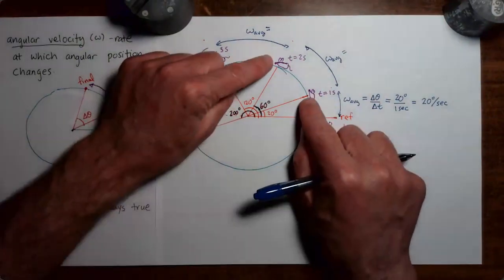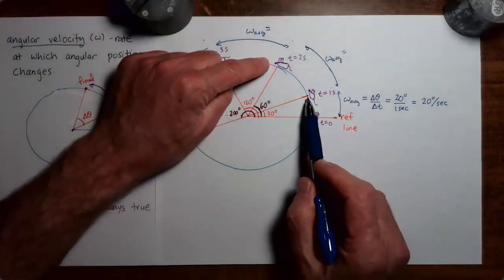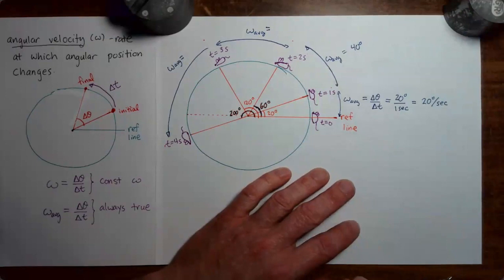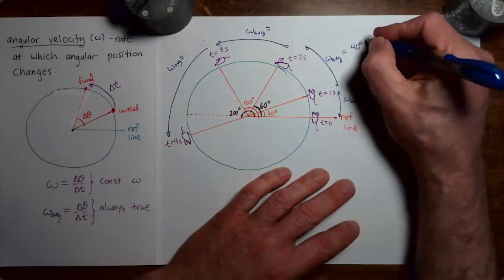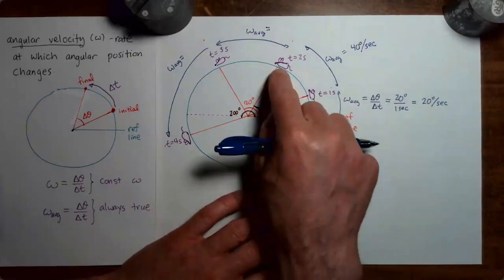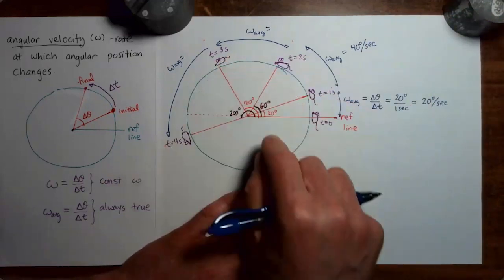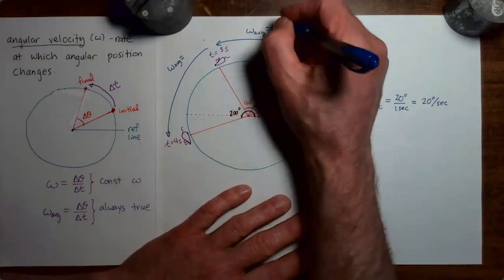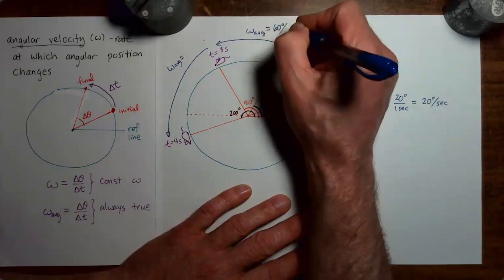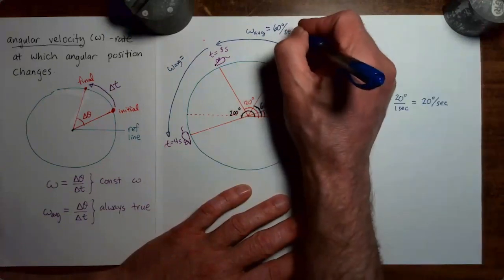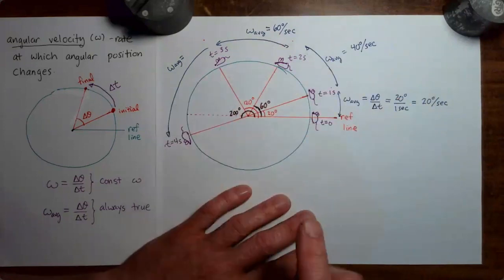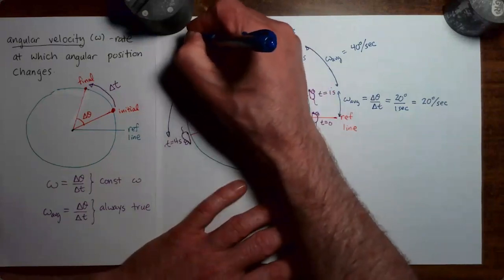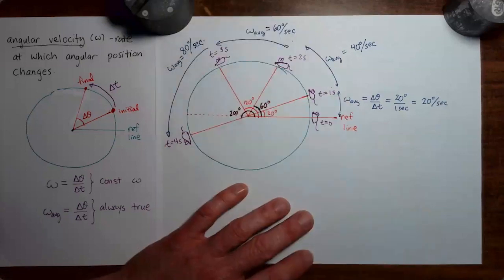Okay, in this next 1 second time interval, the mouse goes from 20 degrees to 60 degrees, so the change in angle was 40 degrees. And it happened in 1 second, so the average angular velocity would be 40 degrees per second. In that next 1 second interval from 2 seconds to 3 seconds, the mouse went from 60 degrees to 120 degrees, so the change in angle was 60 degrees. It happened in 1 second, so the average angular velocity was 60 degrees per second. And in that last 1 second interval, 200 degrees minus 120 degrees gives us 80 degrees. So the average angular velocity for that second was 80 degrees per second.